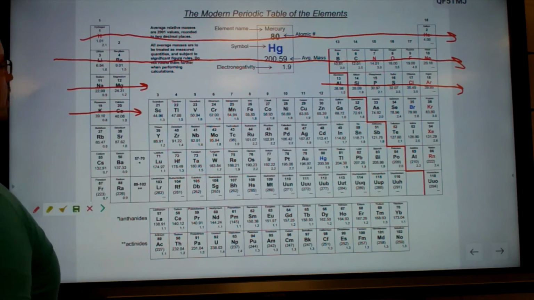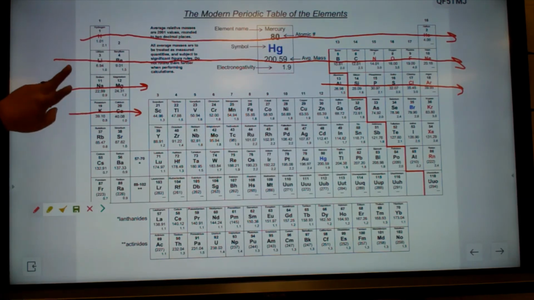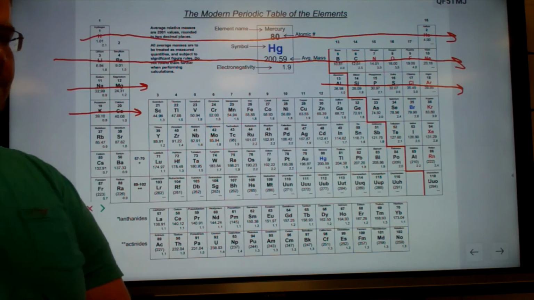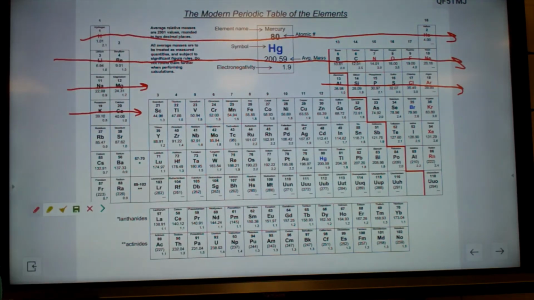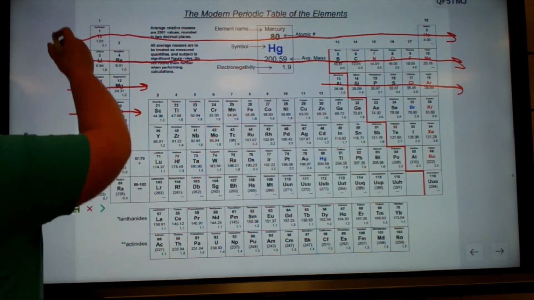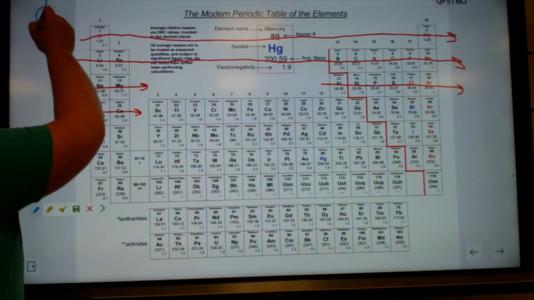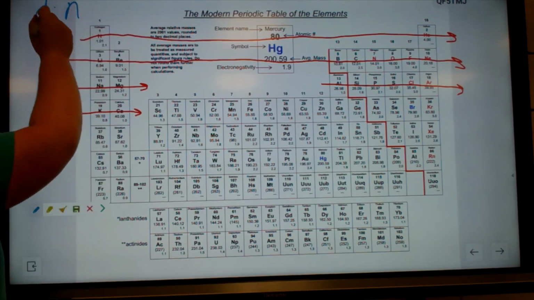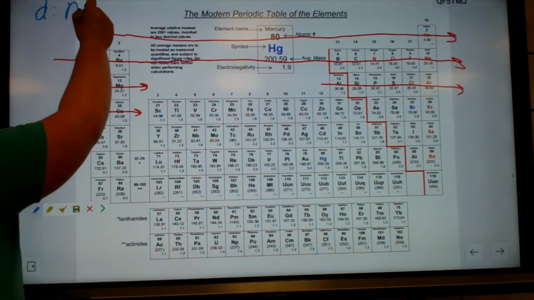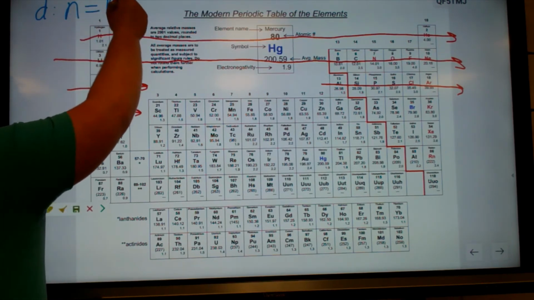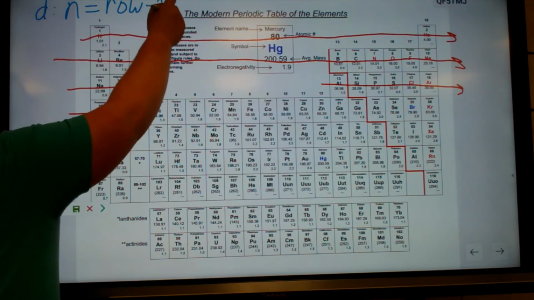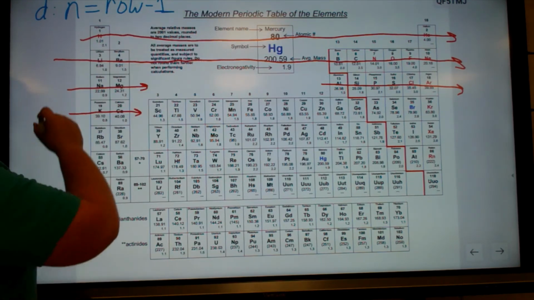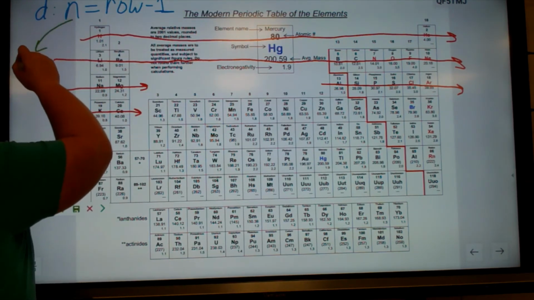3p6, 4s2. Fourth row, S block, all the way through. Done. Now it changes. S and P will keep the row for the energy level. But here's where the change comes. For D, N, which is energy level, okay, is equal to the row minus 1. Remember, N is energy level.